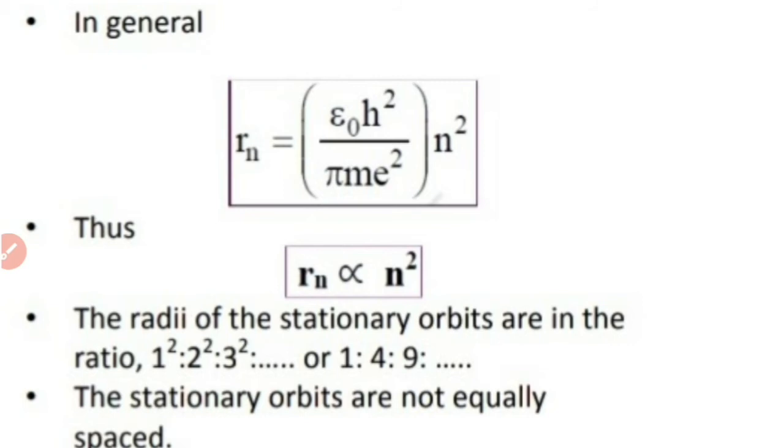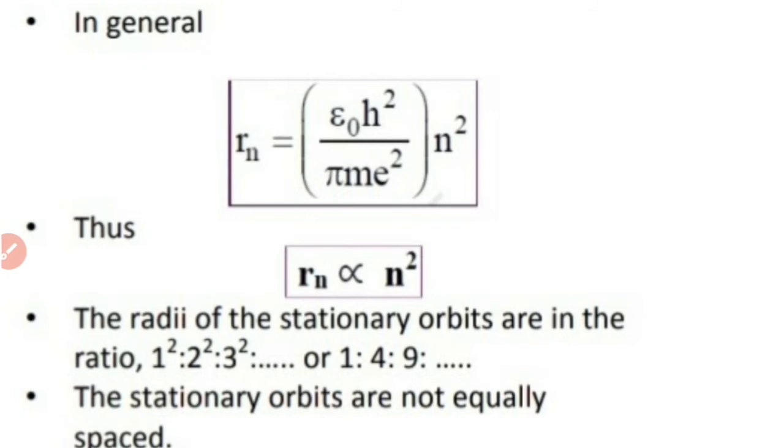So the radii of stationary orbits are in the ratio 1 square is to 2 square is to 3 square, means 1 is to 4 is to 9, etc. That means the stationary orbits are not equally spaced. The radii are in the ratio 1 is to 4 is to 9.